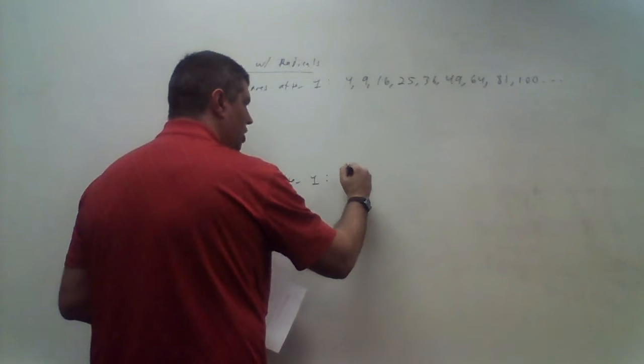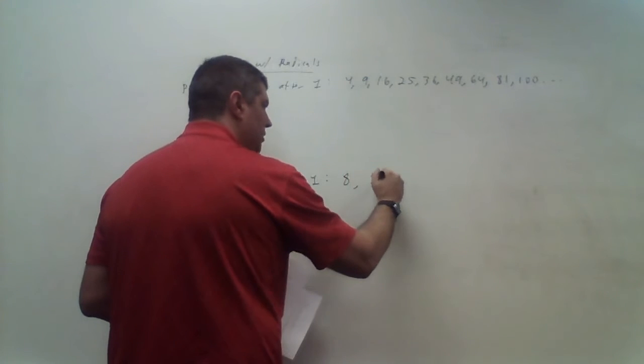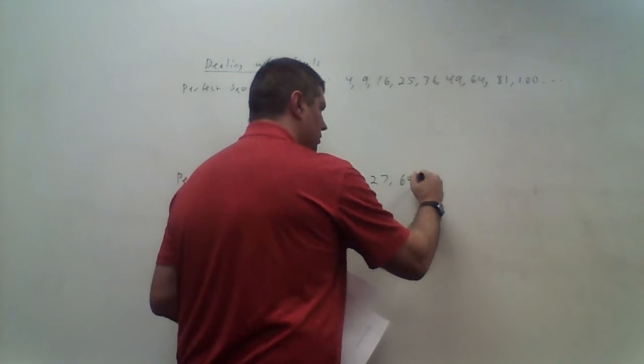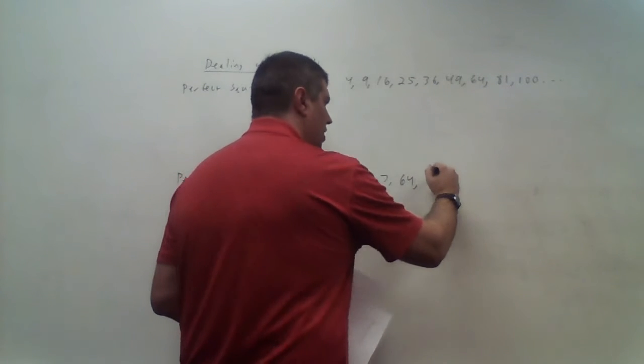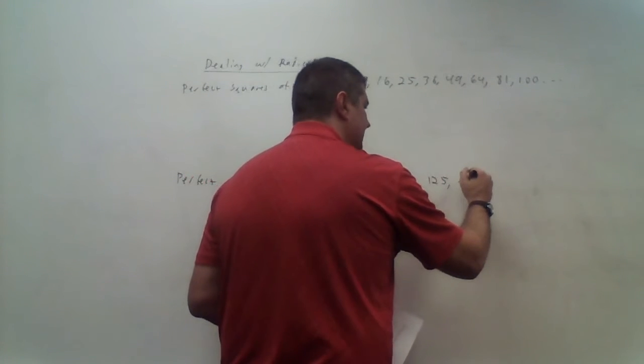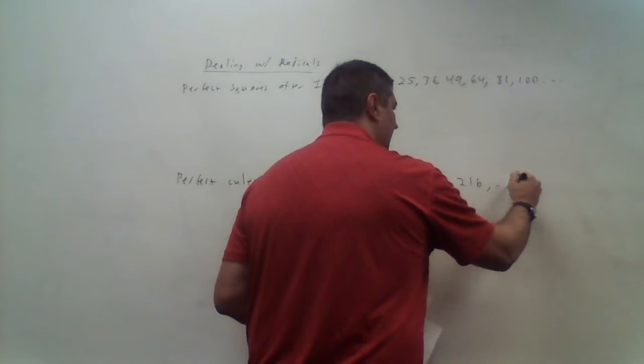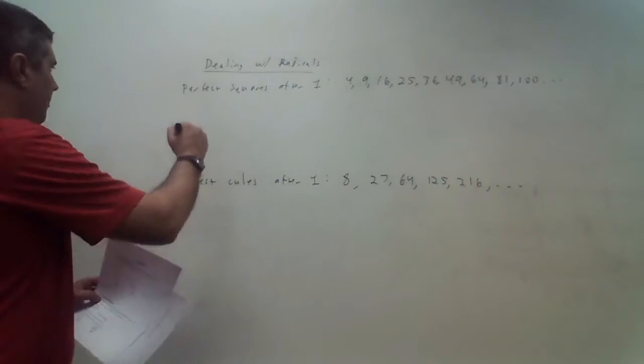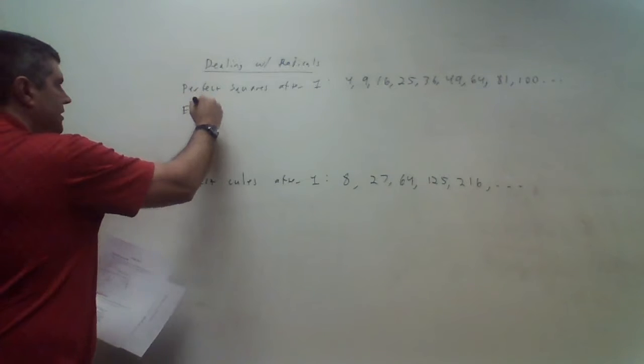They are 2 cubed is 8, 3 cubed is 27, 4 cubed is 64, 5 cubed is 125, 6 cubed is 216, and so on. Okay? Now, example 1 of perfect squares.